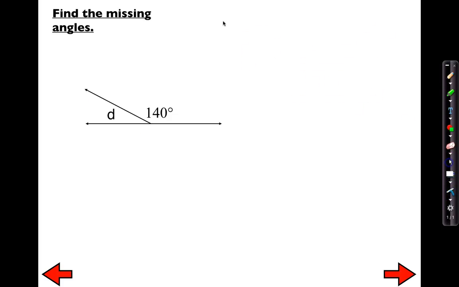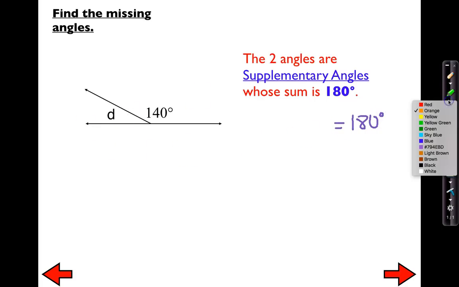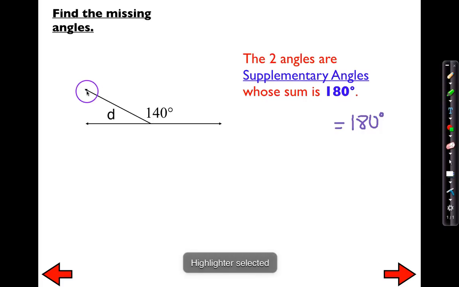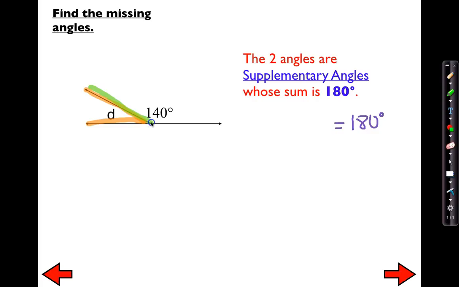Okay, moving on. Here, again, it says find the missing angles. So hopefully you recognize that these two angles are definitely supplementary. They form a straight line. So I know that it's going to equal 180 degrees since they are supplementary. I'm going to highlight this for you so you can see. You're going to see that angle D combined with angle 140 degrees make up this straight line.